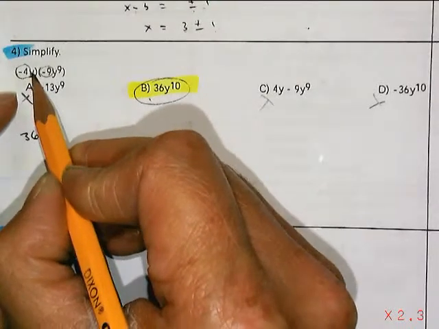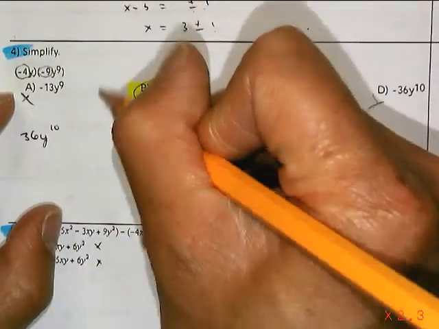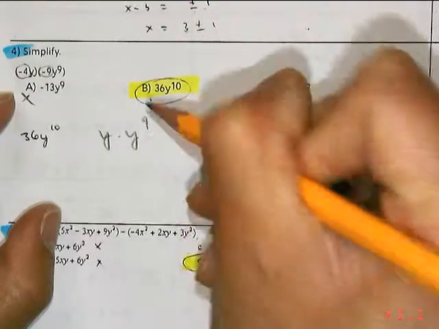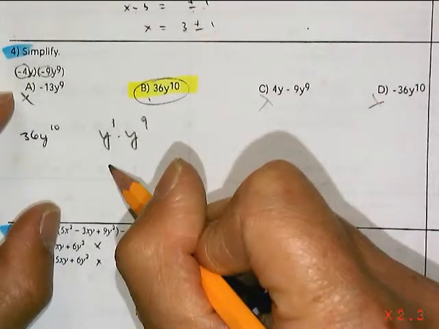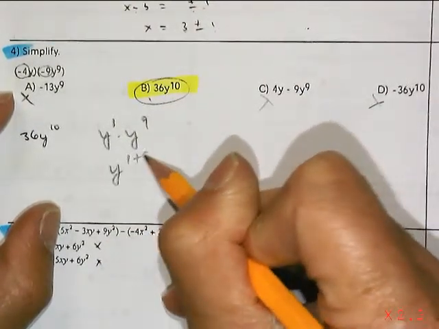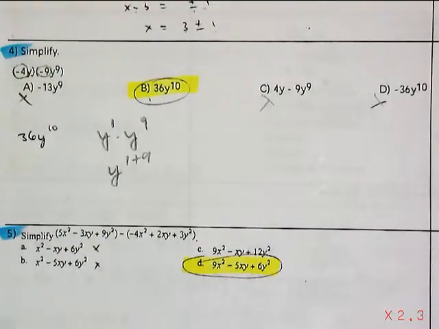Remember, when you're multiplying with the same base, y times y to the 9th, there's a 1 there. You're multiplying the same base, so add the exponents. 1 plus 9 equals y to the 10th.